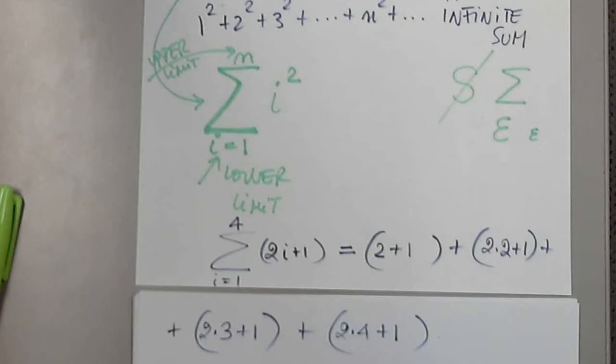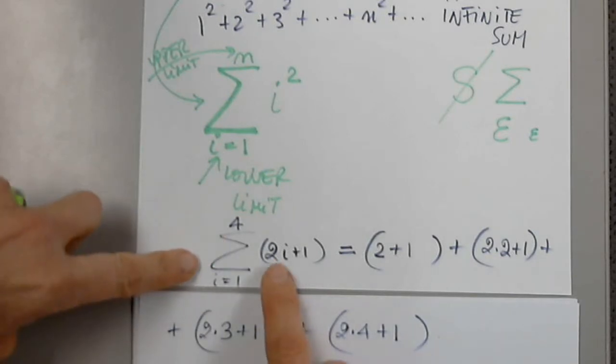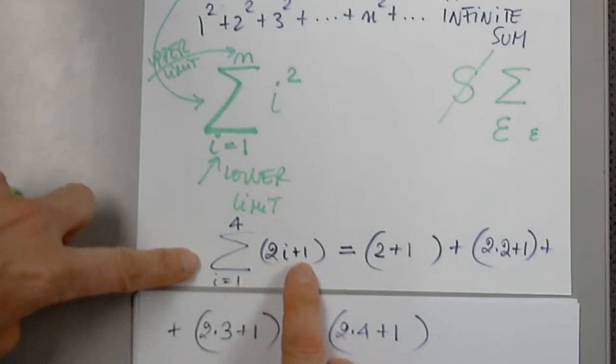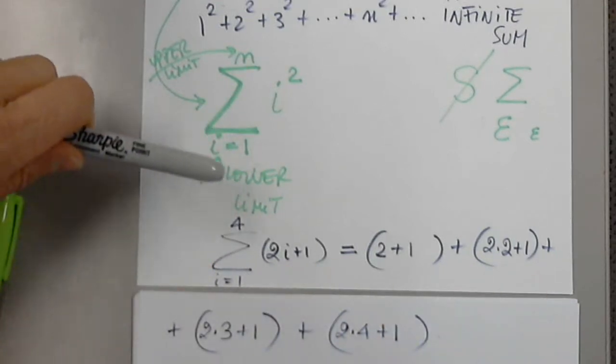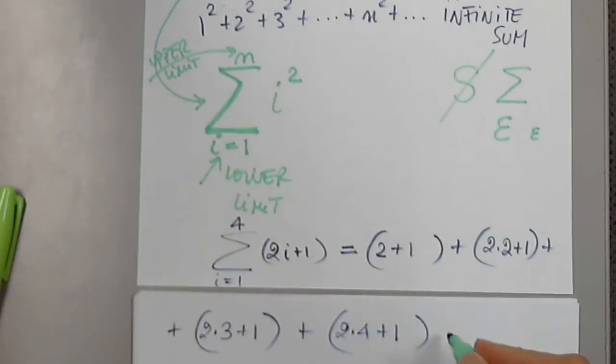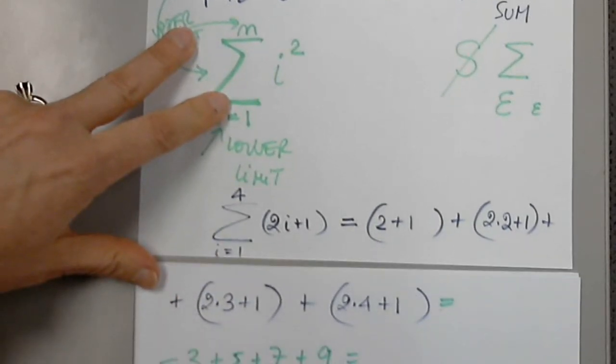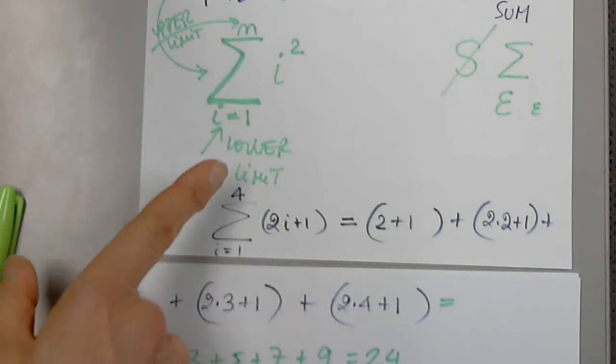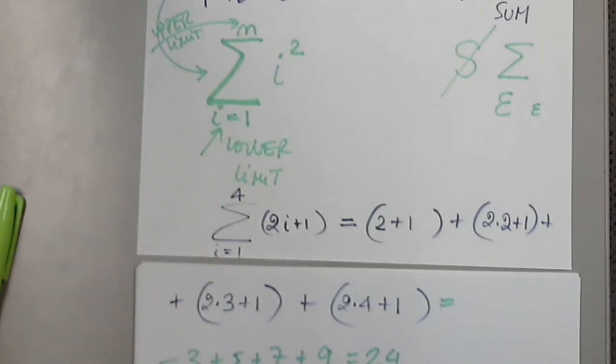So this is indeed the sum of 4 different terms. They all are based on the formula 2 times I plus 1. Yes, I can add them up and create the sum of these 4 terms. That's not a problem. So then I have 3 plus 5 plus 7 plus 9. So this is 10 and this is 14, so 24. So the sum of 2i plus 1 from I equals 1 through 4 equals 24.